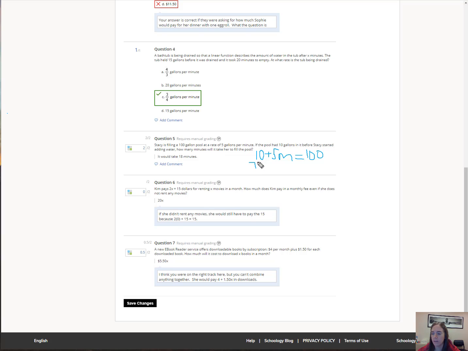So we would subtract 10 on both sides, subtract 10, so that's going to be 0. Then you would have 5m equals 90. And then we would just divide by 5 on both sides. So that would be 1, and m equals, and then you just have to do 90 divided by 5, which is 18. So that's why it would take 18 minutes.